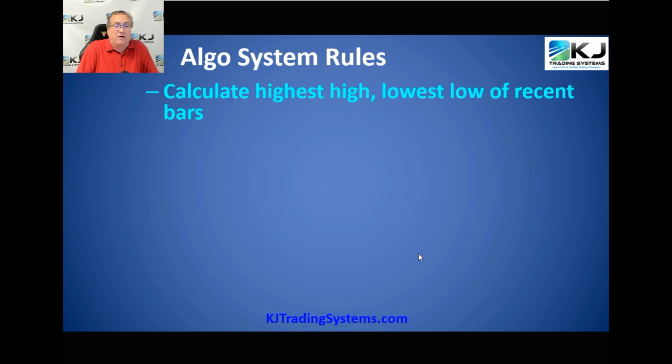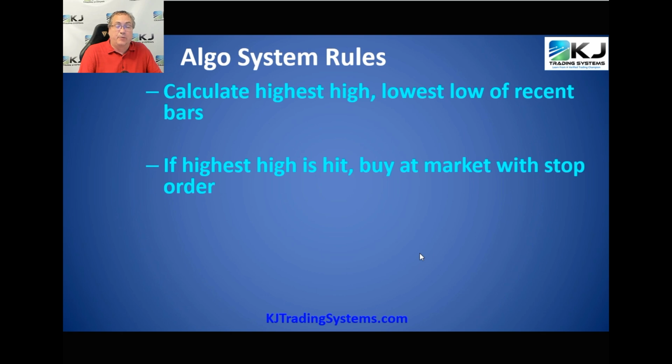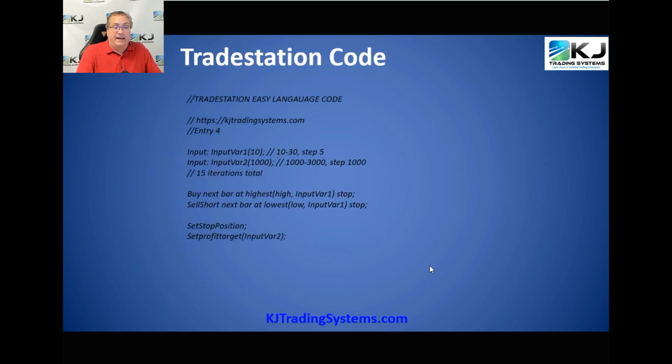So here's the algo system rules for just the breakout system. You just calculate the highest high and lowest low, and then you buy at market with a stop order, vice versa for short. Pretty simple. So that was what I did test. That was entry number 2. And there's the TradeStation code for it.